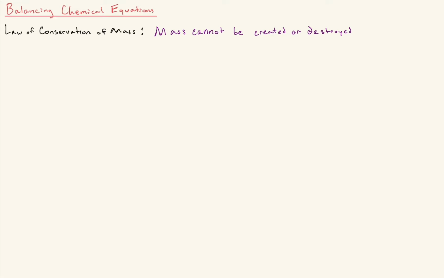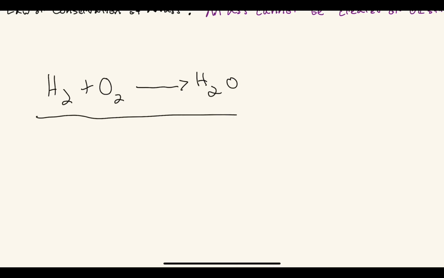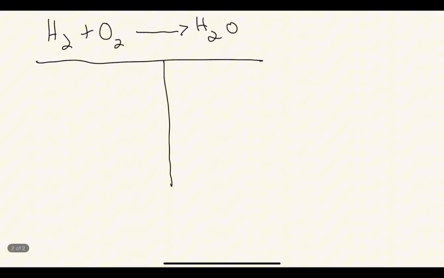So let's start with a small example problem, just to get our brains working. We'll start with H2 plus O2 creates H2O. A good strategy that I like to employ is to first divide the whole chemical reaction in half.